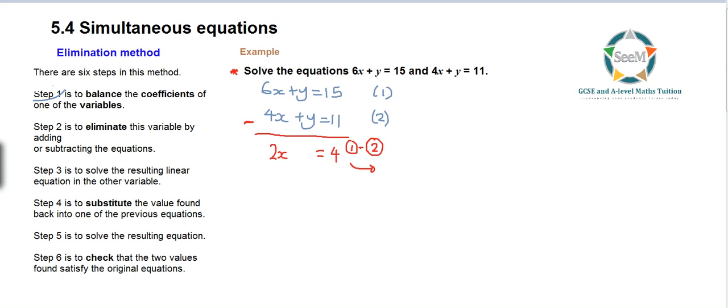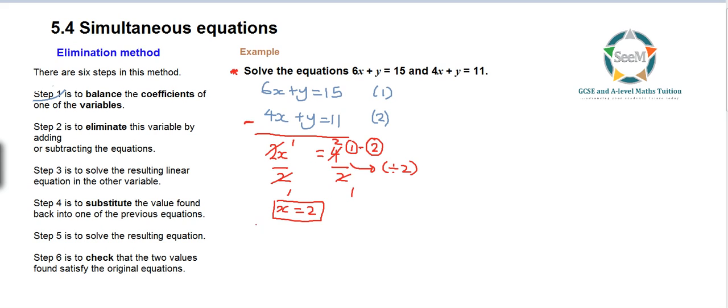to solve for x. And we do that by dividing both sides by 2. So we have over 2 there and over 2 here. 2 divided by 2 is 1, and 4 divided by 2 is 2. So x equals 2. That's our solution for x.